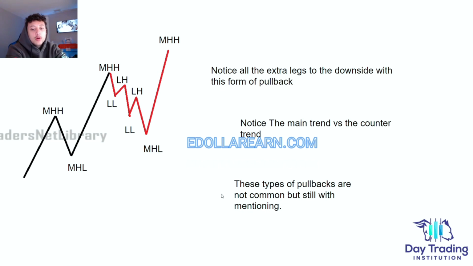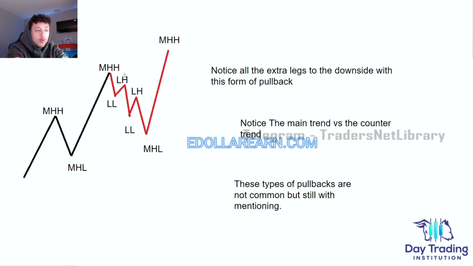These types of pullbacks are really not that common, but it's still worth me mentioning because they definitely do happen, especially after a very big run. Now, notice again how we have our main levels of structure and then we have our minor levels of structure. A level of structure is not confirmed until price makes a new higher high in this situation or a new lower low. What I mean by that is price has to break the previous higher high or reach the previous higher high, and then that'll confirm that this is going to be our major structure point. We'll get into that more in detail later on throughout the course.